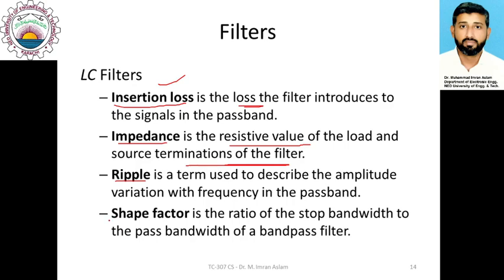The shape factor is used because in a band pass filter we use two frequencies, the lower cutoff and upper cutoff frequencies. The ratio of those frequencies is generally named the shape factor. Actually, this is the ratio of the stop bandwidth to the pass bandwidth of the filter.